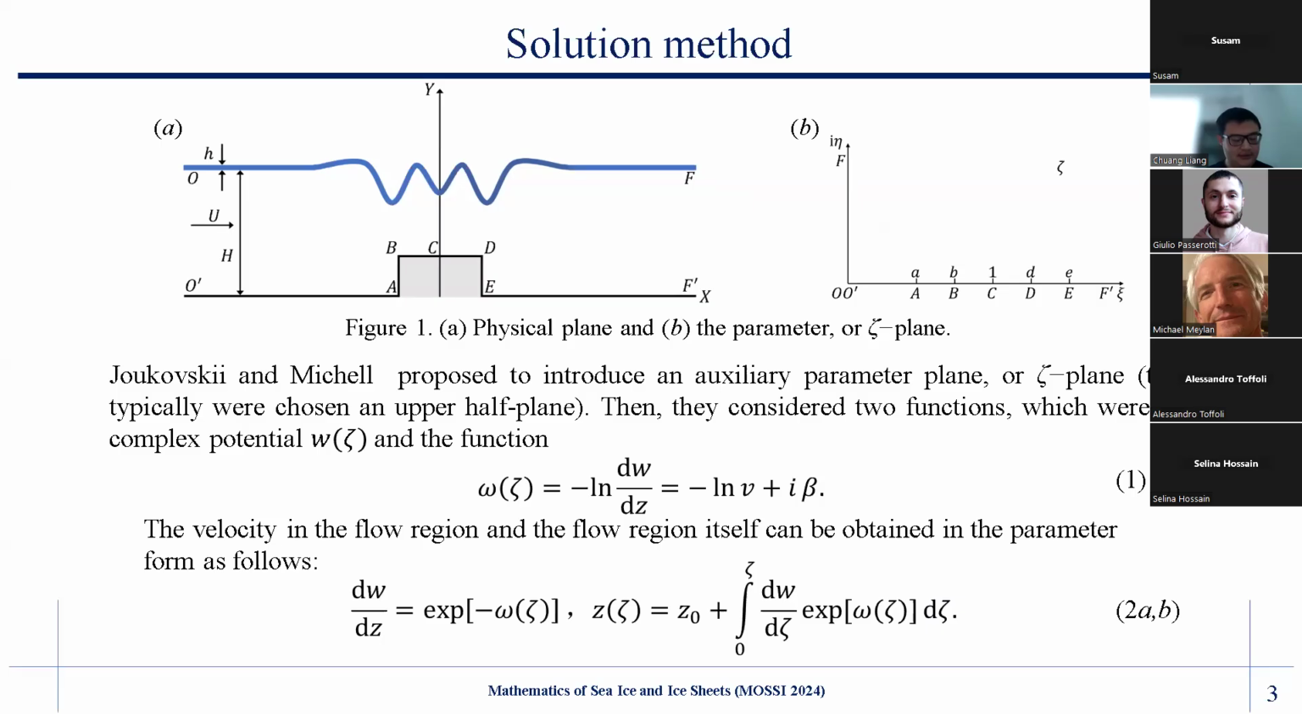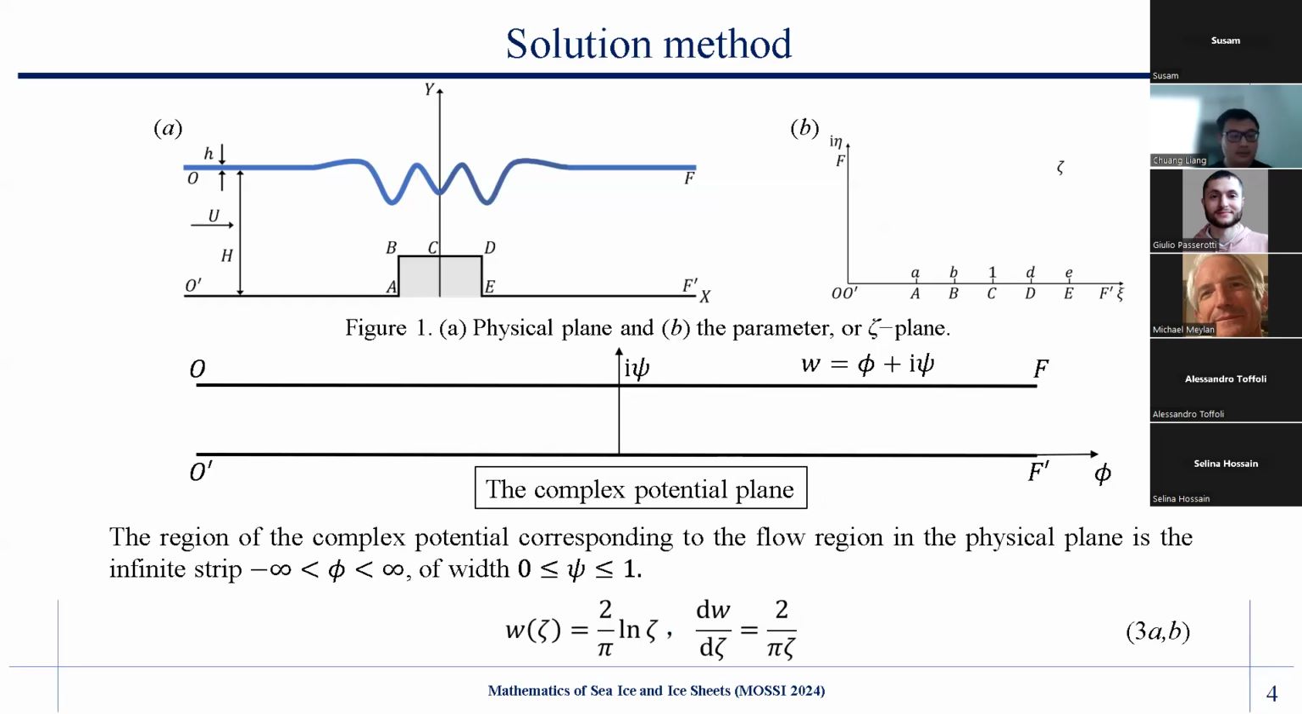One is the function omega, it is log of the complex velocity, and another is the complex potential, W, or its derivative, dW/d zeta. If these functions are found, then the velocity field is obtained as a function of the parameter variable zeta. The function relating the parameter plane zeta and the physical plane z is obtained as the integral of the ratio between the derivative of the complex potential and the complex velocity as follows. This is called a mapping function.